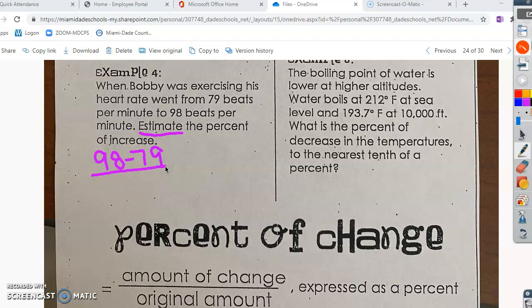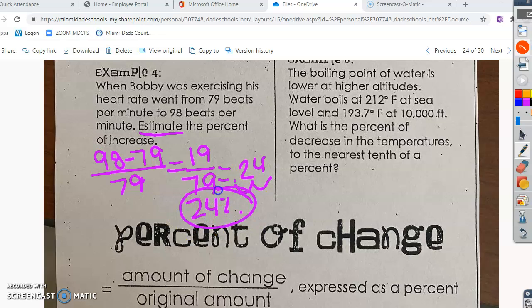divided by the original amount. The original amount, again, it's 79 beats before he went exercising. So 98 minus 79 is equal to 19. Go ahead and divide. 19 divided by 79 should give you 0.24. And again, go ahead and move that decimal, and your answer here is a 24% increase. So that's how much of an increase his heart rate went when he started to exercise.